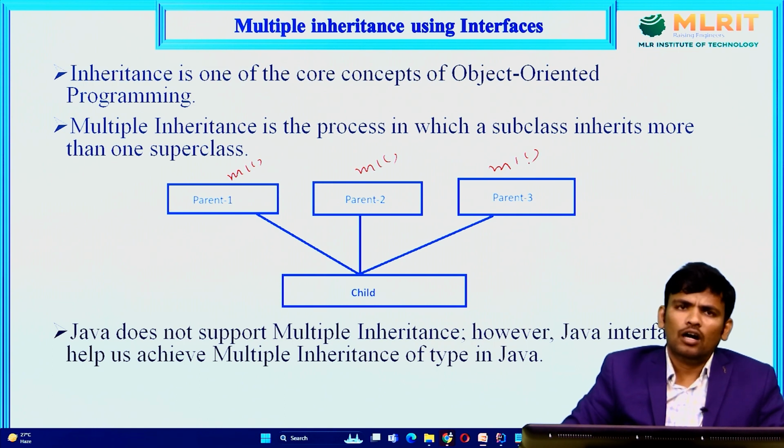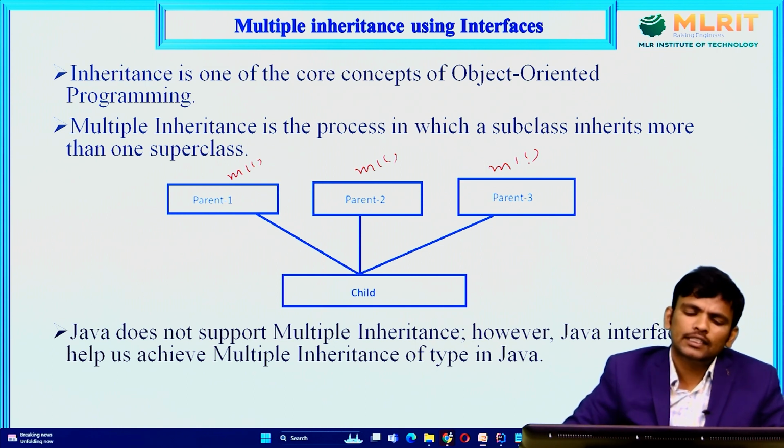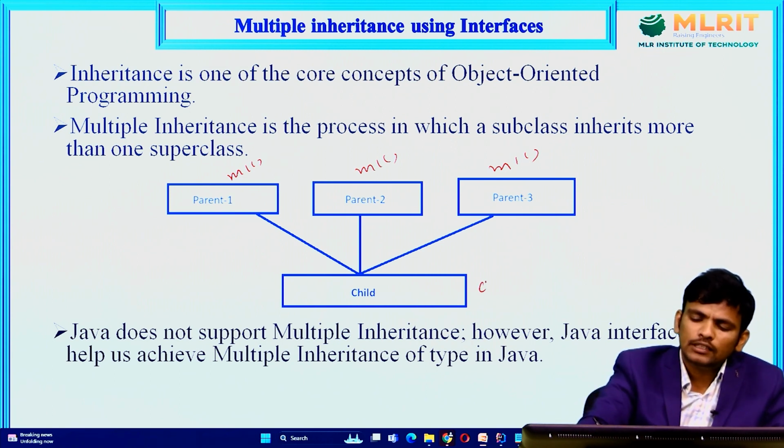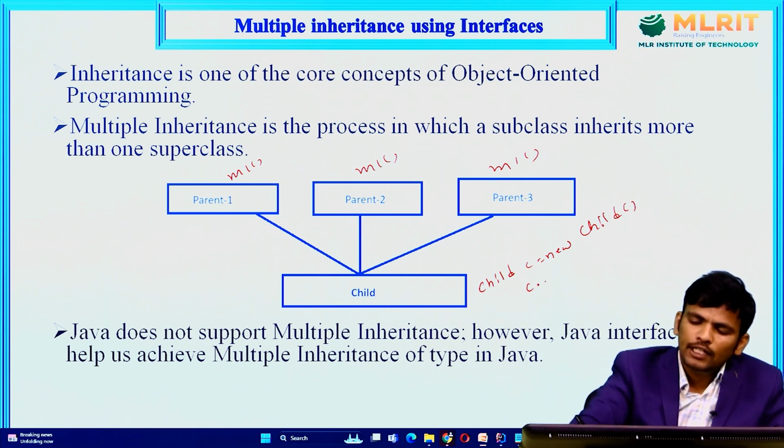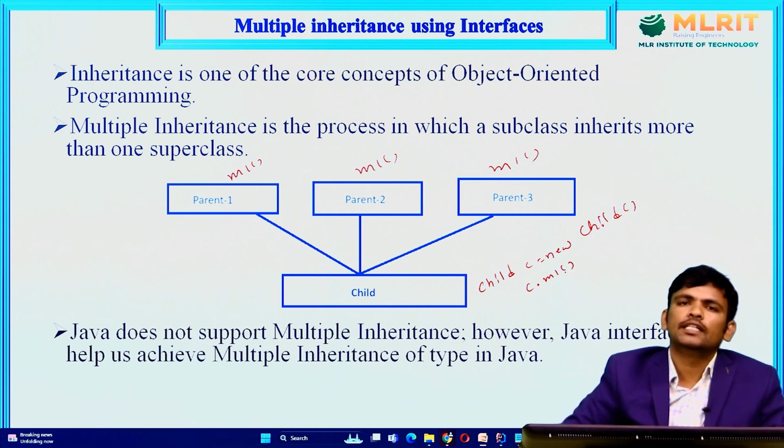As we know, the child will get all the properties from the parent class. So assume the child is getting the M1 method from parent 1, M1 method from parent 2 and M1 method from parent 3. Now the child can access any M1. Assume here I am creating an object of the child class: Child c = new Child. I have created the object of the child class. Now I will call c.M1.